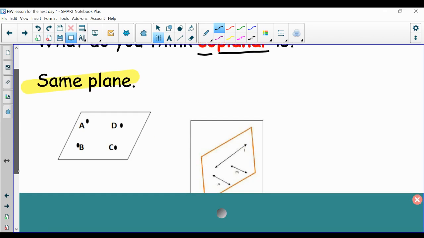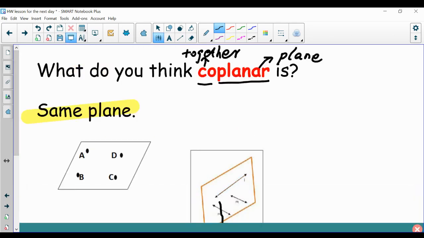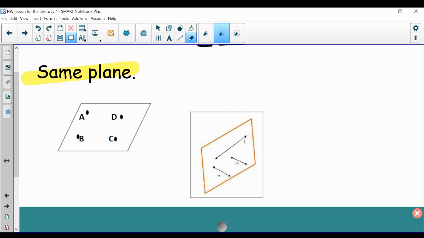So you can see the bottom two pictures. The one on the left, you see all points A, B, C, D. Those are all on the same plane. On the right picture, you see line L, line M, line N. They are all on the same plane. So we call these coplanar lines or coplanar points.